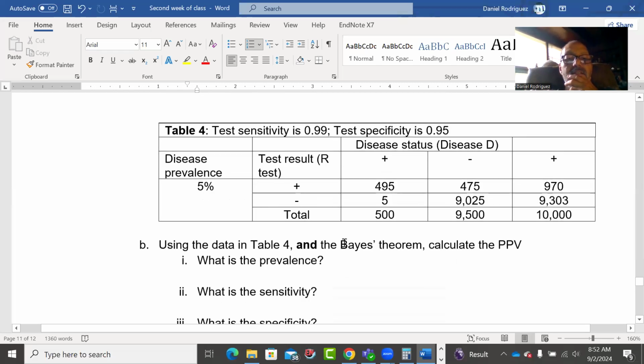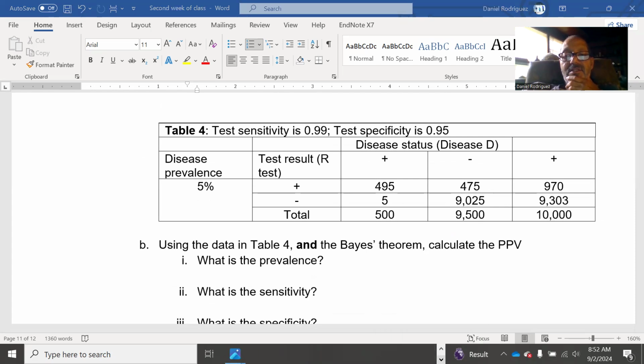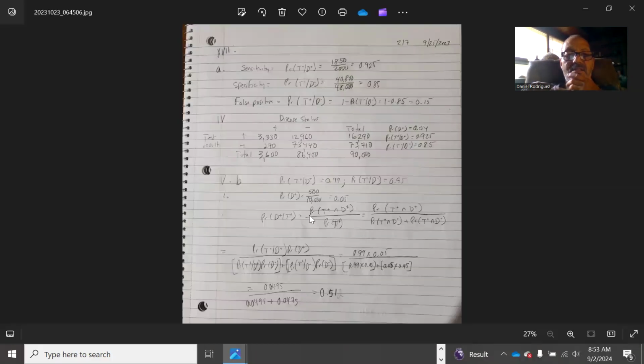Using the data in table 4, what's the prevalence? Well, to calculate that, it's just 500 over 10,000. That's how much disease there is in the community, right? So let's go to, I think I should have that. Actually, yeah, that's how much disease is in the community. It's 500 over 10,000. All right.